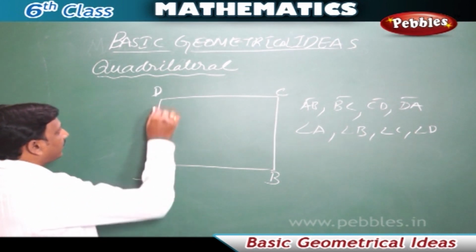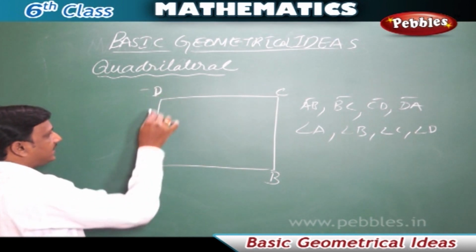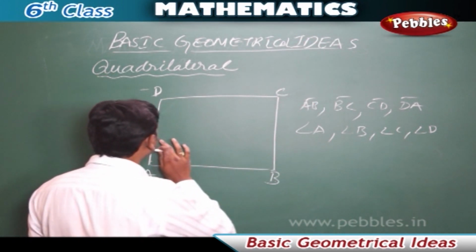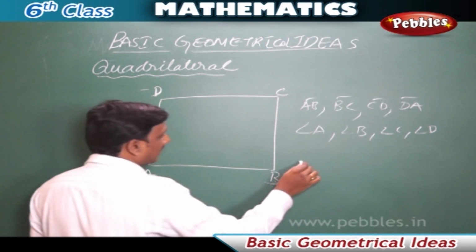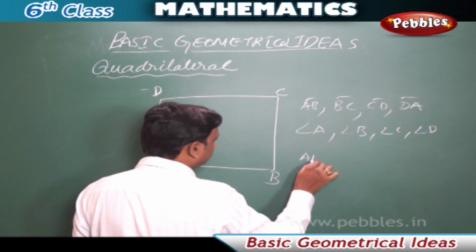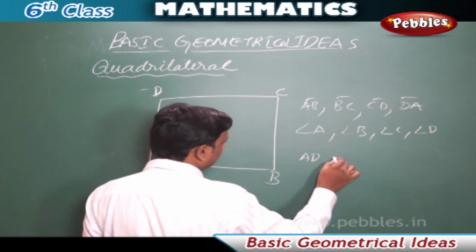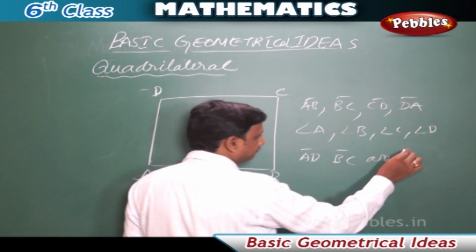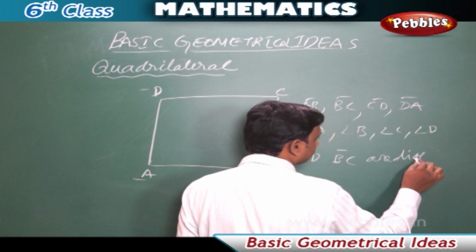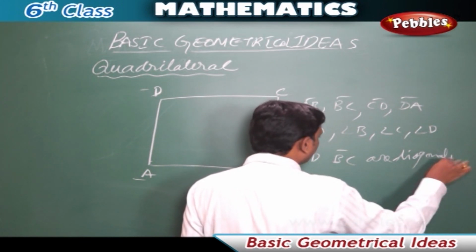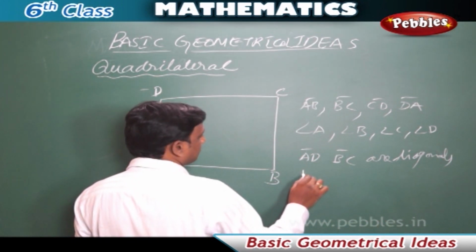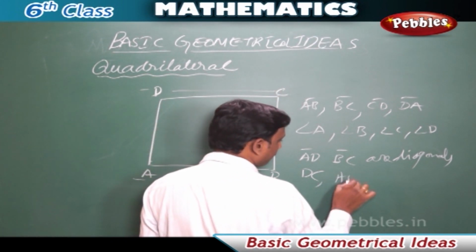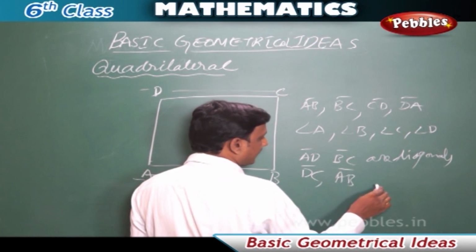Now, here the line segment AD and line segment CB, see, these two are diagonals. Line segment AD and BC are diagonals. In the same way, DC and AB are diagonals.